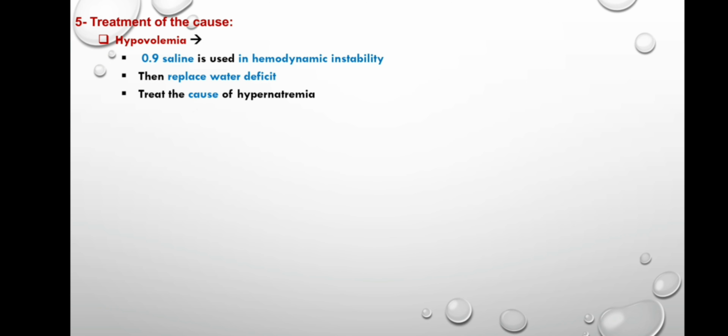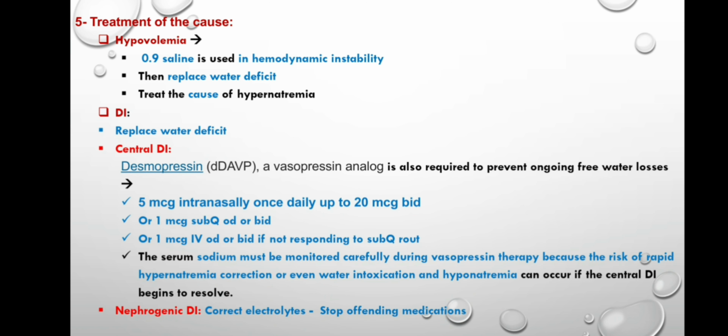In hypovolemia, you should give 0.9% saline if the patient is hemodynamically stable. And then replace water. يعني ده الترتيب بتاع الهايبوفوليميا. If the hypovolemia is hemodynamically stable, start by replacing the water deficit. If the patient is hemodynamically unstable, resuscitate the patient first and stabilize hemodynamics with normal saline, then replace the water deficit, and then treat the cause. In DI, first replace the water deficit as we mentioned, then treat the cause.